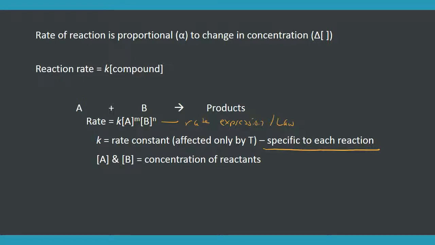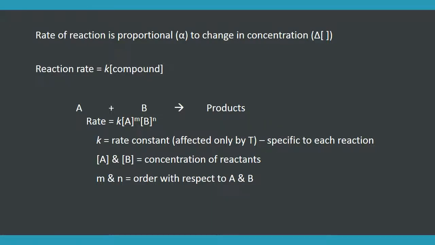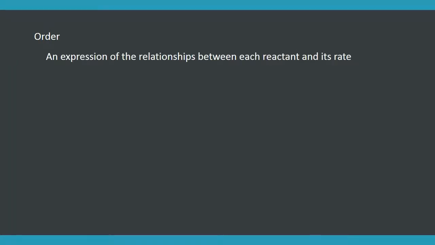A and B with the brackets are the concentration of the reactants in the reaction. m and n are order with respect to A and B. So what is order then? Order is an expression of the relationships between each reactant and its rate in that reaction. And so you look at how much effect does that reactant have on the reaction's ability to move forward, and it looks at that relationship.